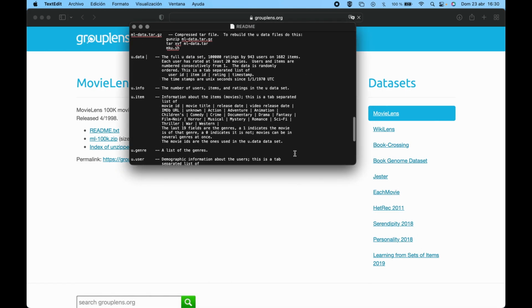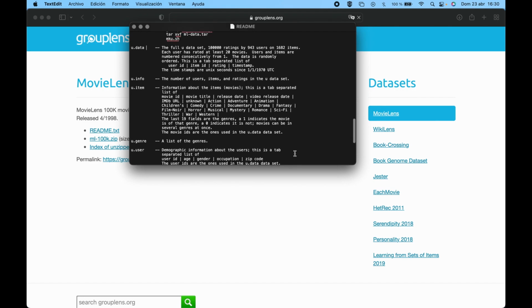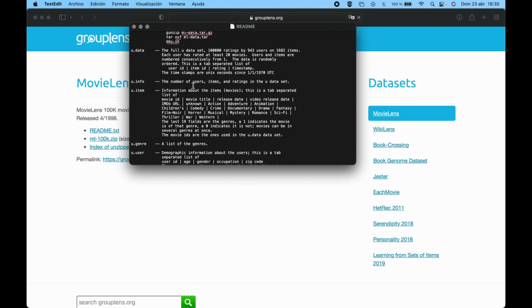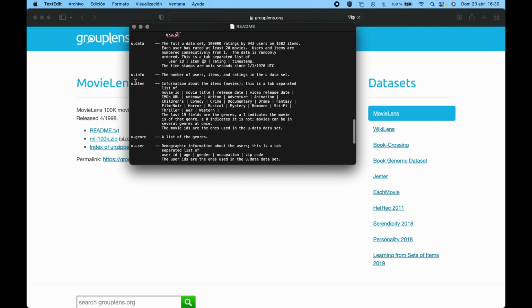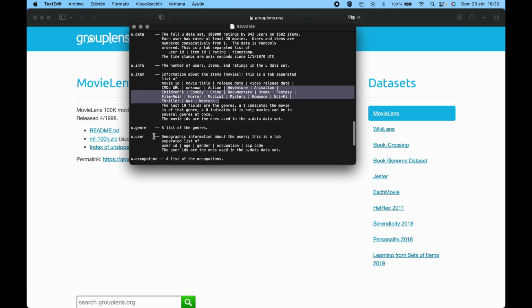Okay, and this is the README the dataset has, and as can be seen, it has several tables, but we are just going to focus on three of them: data, item, and user. Data has all the ratings each user gives to a movie. Item describes all of the characteristics of a movie, including the genres of the movie. They are going to be the focus of our study. And finally, we have user, in which all the features of a user are described and saved.